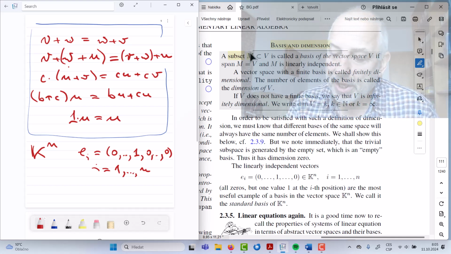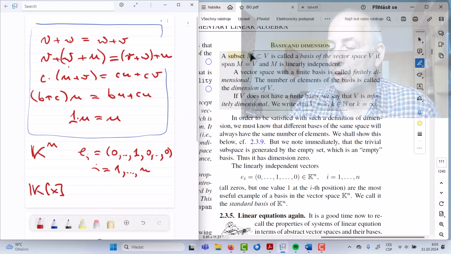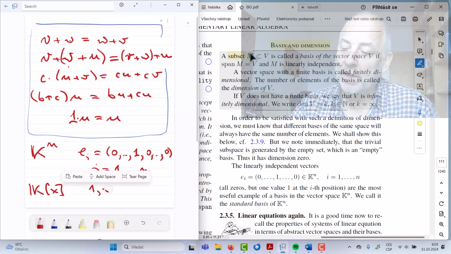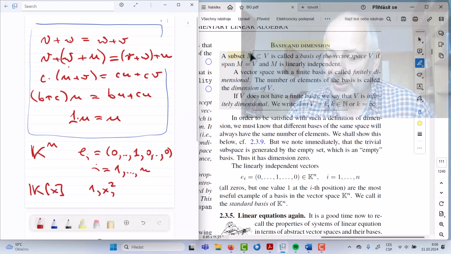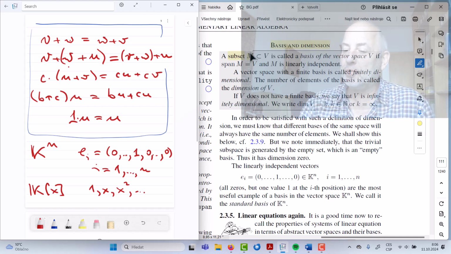If we take the polynomials in X over the field K, then of course we also get a nice set which is a basis, because you can take 1, x, x square, and so on up to infinity. So this will mean that the basis is not finite, but it is a basis because you simply know that all the polynomials will be linear combinations of only a finite number of those.